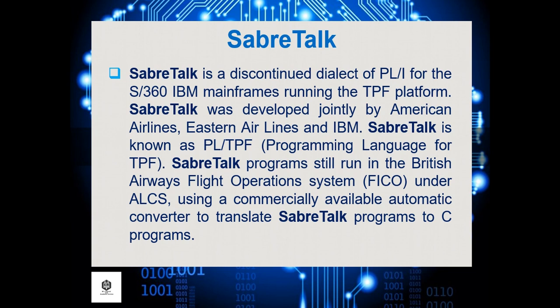Sabretalk is a discontinued dialect of PL/1 for the System/360 IBM mainframes running the TPF platform. Sabretalk was developed jointly by American Airlines, Eastern Airlines, and IBM. Sabretalk is known as PL/TPF, or Programming Language for TPF. Sabretalk programs still run in the British Airways Flight Operations System, or FICO, under ALCS, using a commercially available automatic converter to translate Sabretalk programs to C programs.